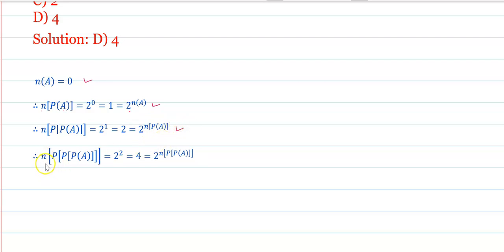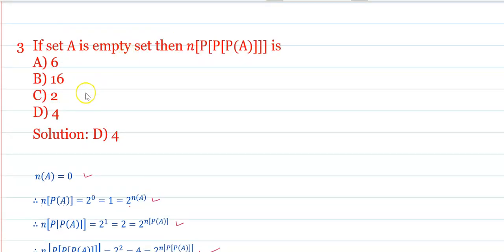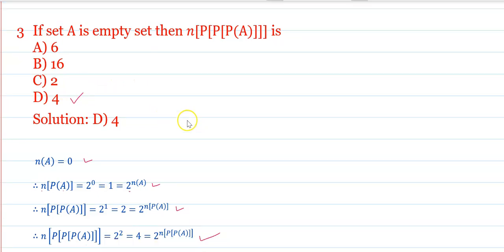Now again we want to find out n of P of A, and that is equals to 2 raised to 2, is equals to 4, is equals to 2 raised to n of P of A, and hence the answer is 4. That is option D is the correct one. In this way you can find the answer.